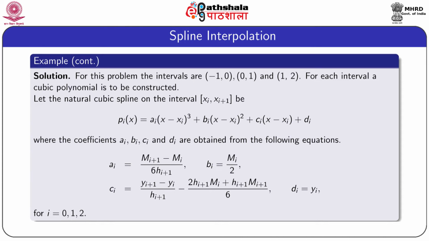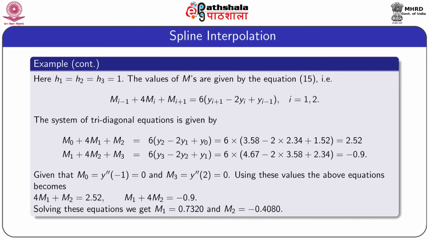And di is very simple, di equal to yi, and all these coefficients ai, bi, ci, di are to be determined for the values of i equal to 0, 1 and 2, because the number of intervals is 3. So, we have to calculate 3 sets of ai, bi, ci and di. But for this case, the values of h1, h2 and h3 all are equal to 1.